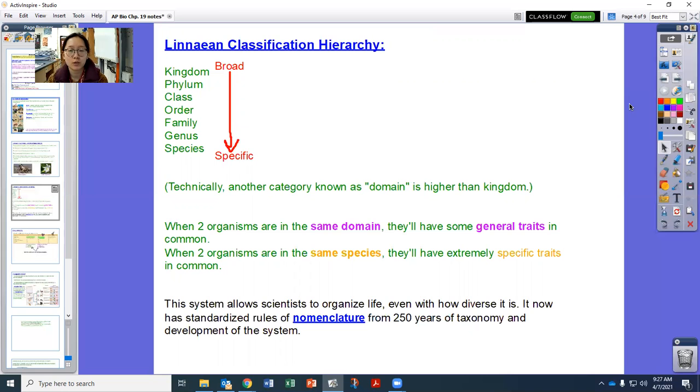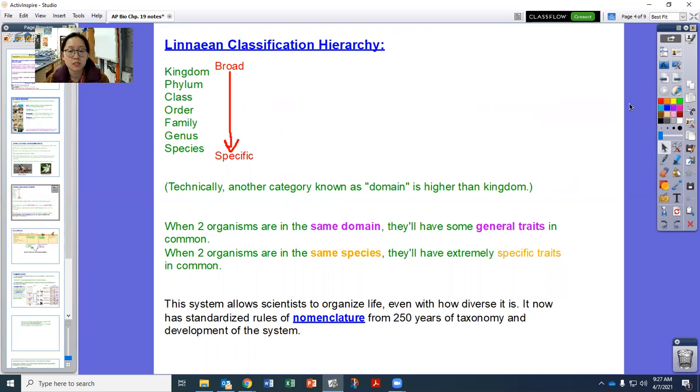Technically, there is another category known as domain that's higher than a kingdom, and we'll discuss that on a following slide. When two organisms are in the same domain, they have general traits in common. For example, a lion and a jellyfish are both eukaryotes. Structurally they're very, very different, but they both have cells that have nuclei, cell membranes, and compartmentalized organelles that are bound by membranes, right? That's a very general characteristic of all eukaryotes. So they're in the same domain.